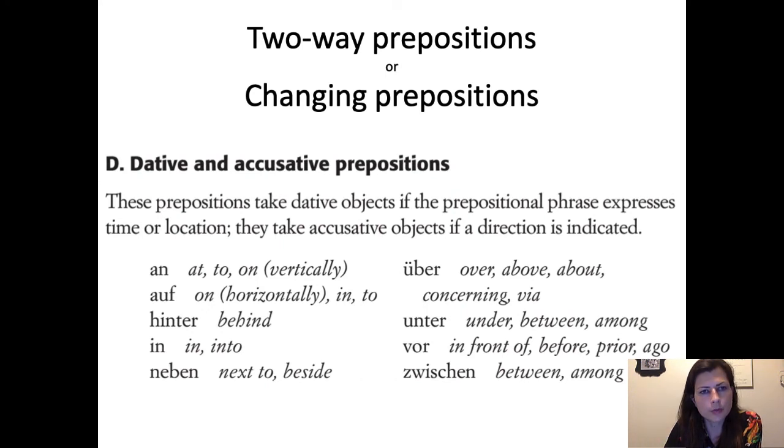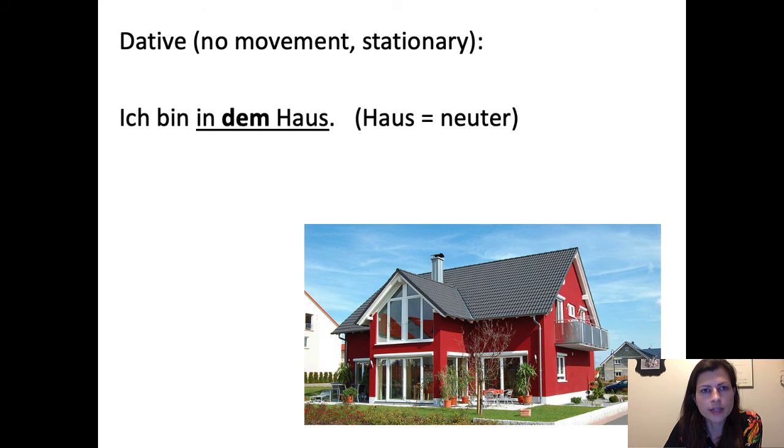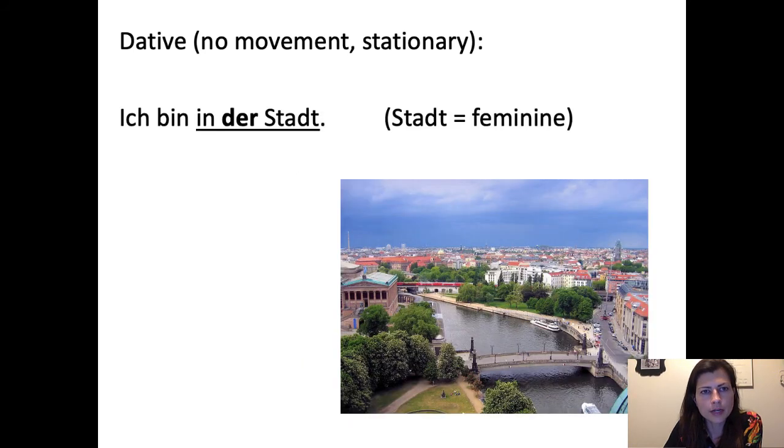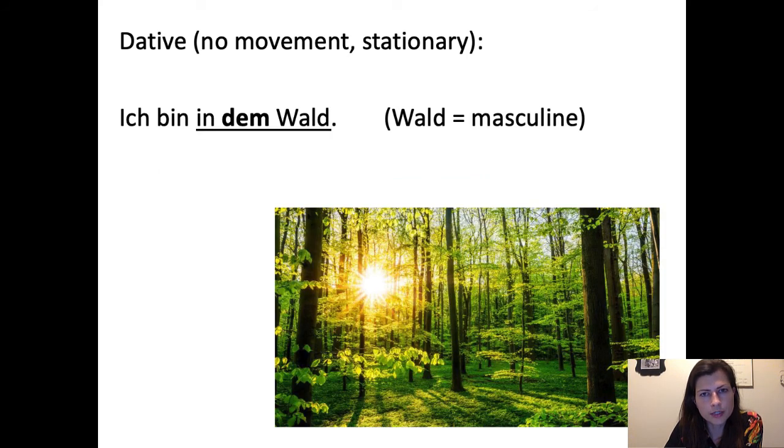And then once we are comfortable with our accusative prepositions and our dative prepositions, then you want the two-way or changing prepositions that can do either, right? And the difference is, of course, the movement. Dative has no movement, stationary. Ich bin in dem Haus. Haus is neuter, so we're in the dative. I am in the house, dative. Ich bin in der Stadt, feminine dative. I am in the city. Dative with no movement. Ich bin in dem Wald. Wald is masculine. I am in the forest.